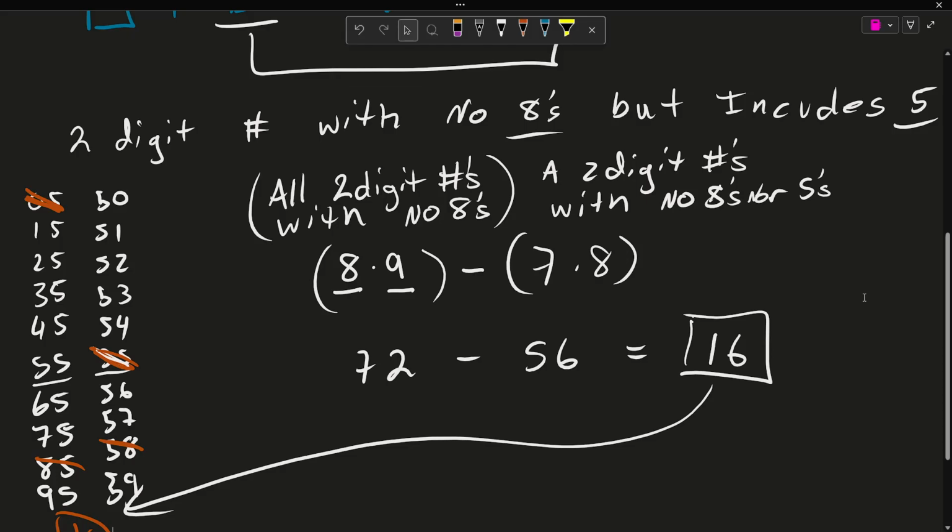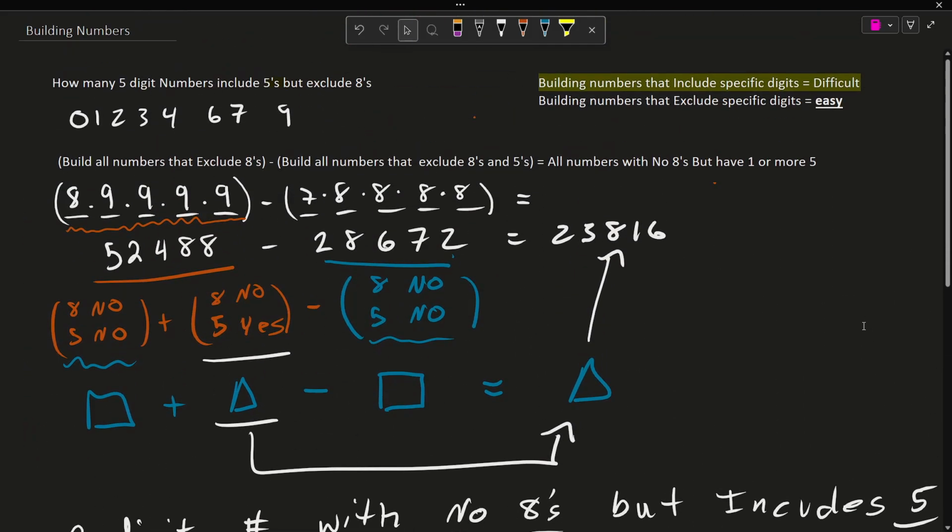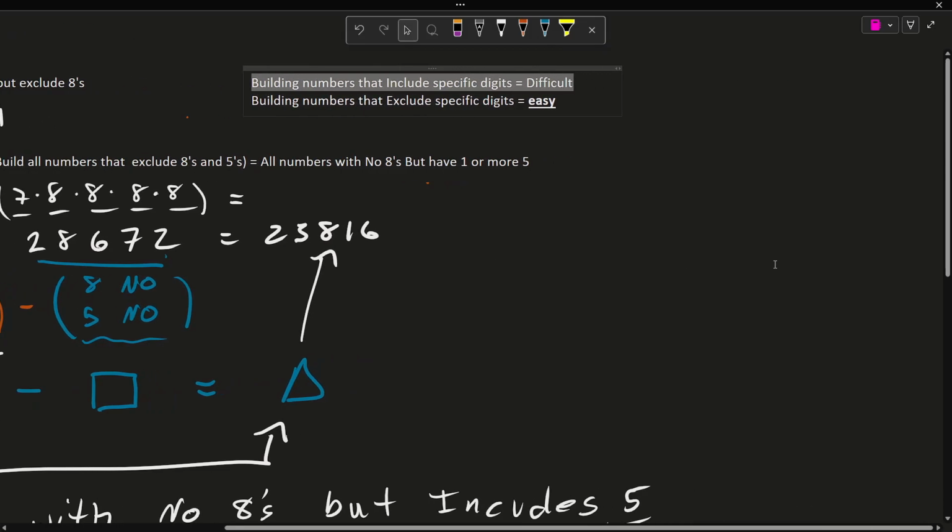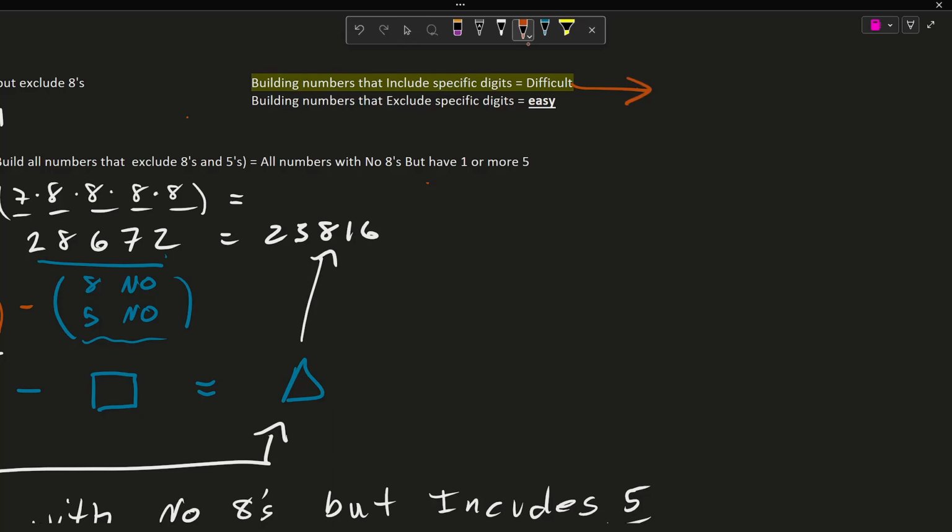Now, there's one last sort of mystery. Why is it that building numbers that include specific digits is difficult? Okay, why is it difficult? I'm going to move over here. And I'll just say, because if I want to, let's say I want to build a number that includes a 5. Well, I need to build it into various cases.